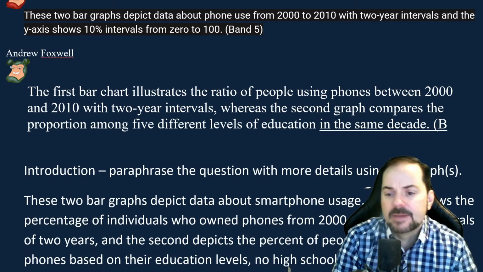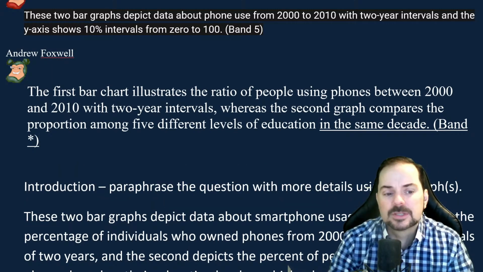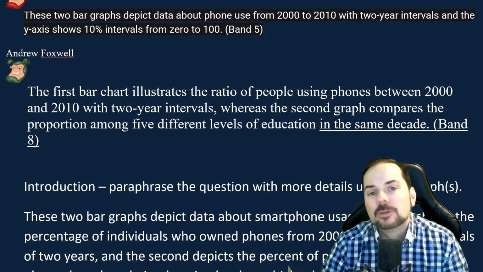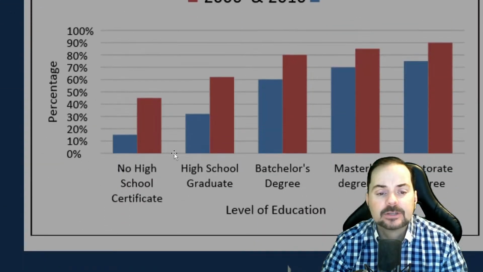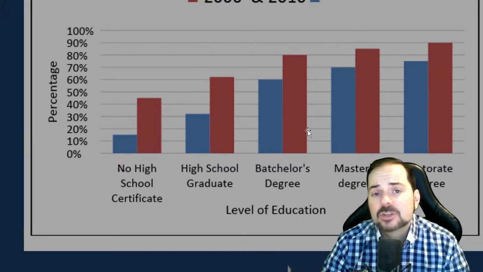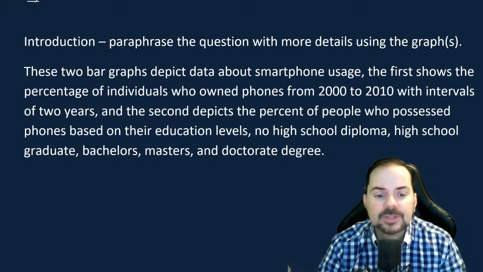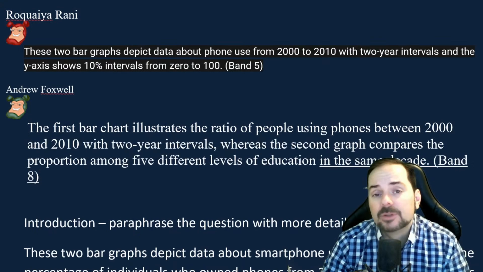Andrew, this would be about a band 8 here. If you really wanted to make it a band 9, what you should do is add a little bit more detail. So you should add a little bit about that nominal data, okay? This type of data here, the no high school certificate, high school graduate, this type of data is called nominal data, which is a fancy way of saying name data. The correct way is nominal data. So just naming some of that nominal data is a good idea.